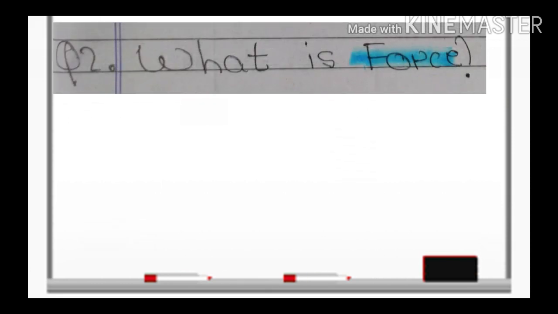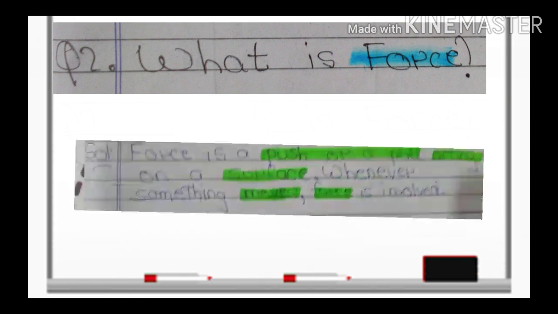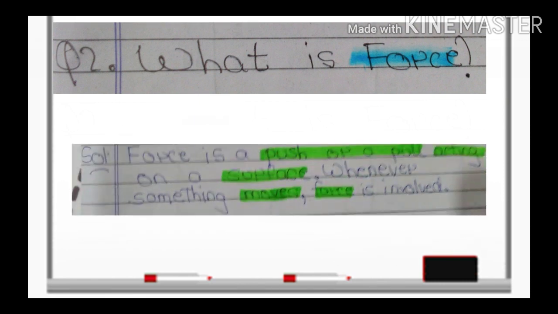Next slide, question comes. So what is force? Here a keyword is force, so we should know about force. So here is the answer. Basically, force is a push or pull acting on a surface. Whenever something moves, force is involved.